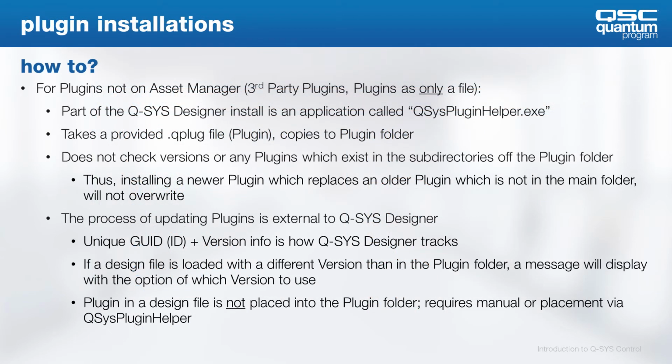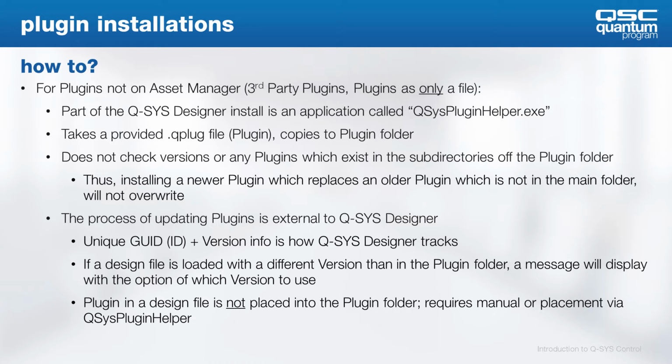Here's some important how-tos if you need to install a plugin that is not available in Asset Manager. Included in Q-SYS Designer is a Q-SYS plugin helper file. This application takes a .qplug file and copies the plugin to the plugin folder. If you are installing an update to an existing plugin, this helper application does not check for other versions that may exist in other subdirectories, so an updated plugin may not overwrite the original file.